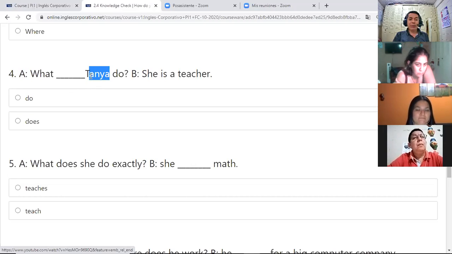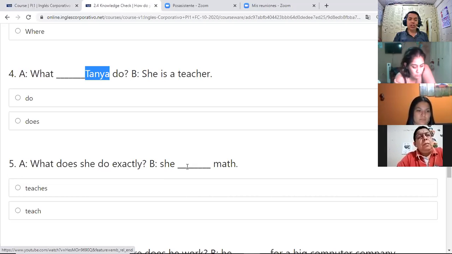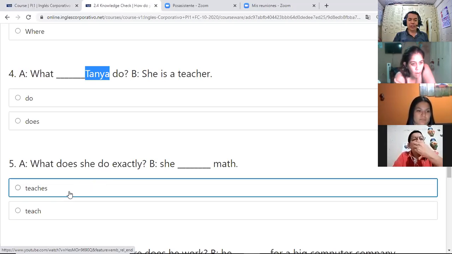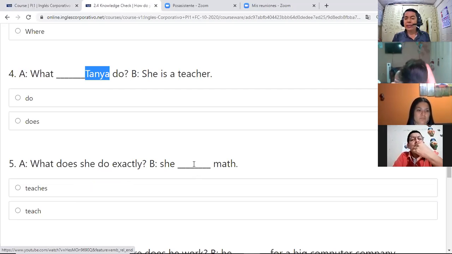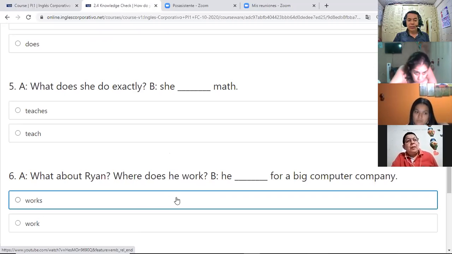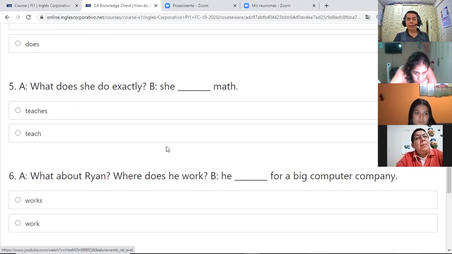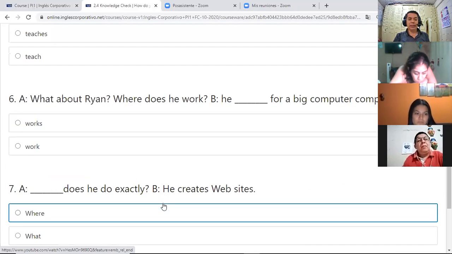But remember, it's Tania. We're talking about Tania, right? Okay? Now, what does she do exactly? She teach or teaches? Recuerden las tres condiciones. Presente simple, afirmativo, tercera persona singular, right? So then if you know that, you're going to know the answer. What about Ryan? Where does he work? He works or he work. La número cinco es igual que la número seis. La misma tipo de respuesta van a dar, right?